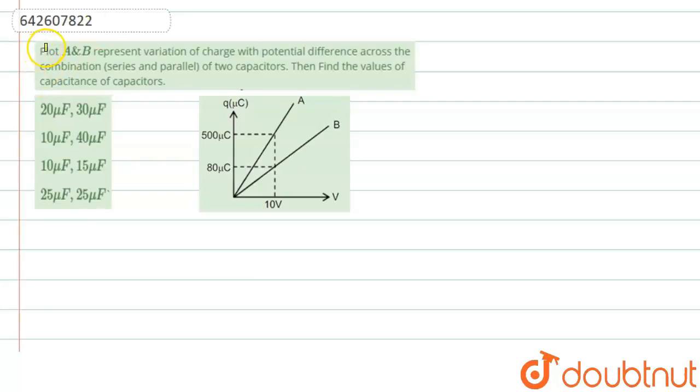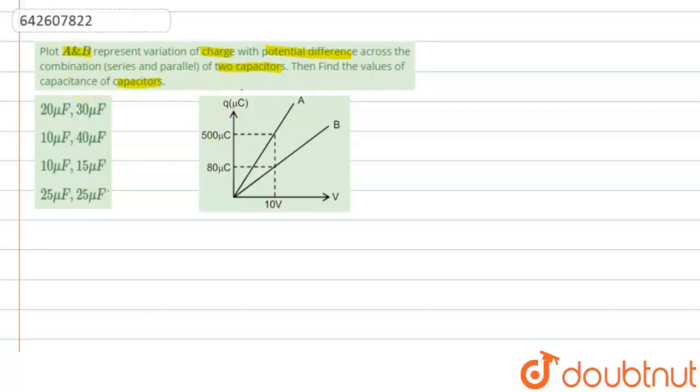Hello everyone, let's start the question. Question says that plots A and B represent the variation in charge with potential difference across the combination of series and parallel of two capacitors. Then find the values of capacitance of the capacitors.